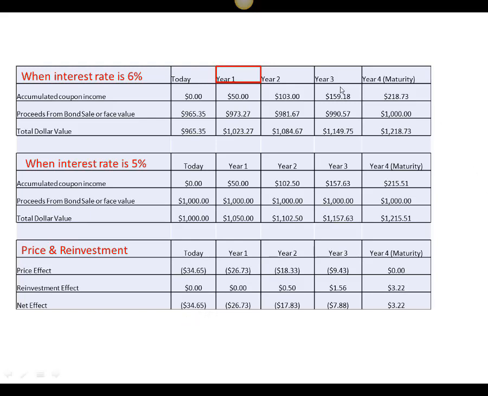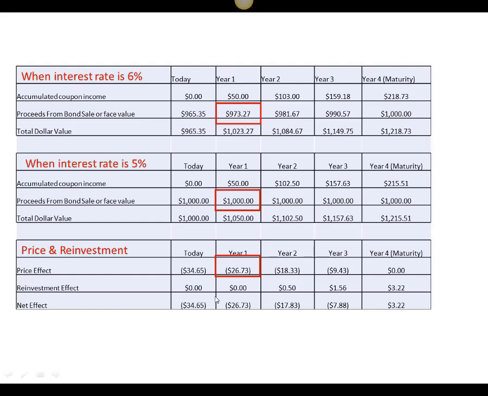Okay, so now let's look at what happens 1 year later. If you hold the bond for 1 year and the interest rate is 6%, you would have gotten this $50. Now you're going to get that no matter what the interest rate is. As we see here, even when the interest rate is 5%, you still get that first coupon. And so again, the difference in the coupon income is 0 as of year 1. The price effect, we look at the price at the new interest rate of 6%. So if you hold the bond in year 1, that's what you could sell it for when the interest rate is 6%. If the interest rates had stayed constant, you could have sold the bond for $1,000. So if you sell the bond in year 1, you would have lost $26.73 as a result of the interest rates rising.